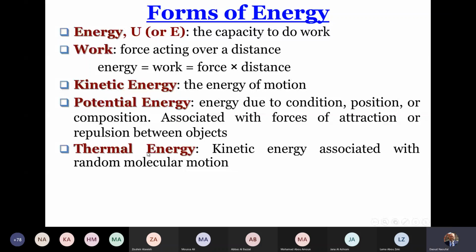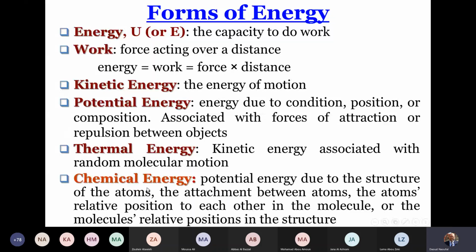In chemistry, we are interested in the calculation of the thermal energy, the energy or the heat released or absorbed during a chemical reaction. So the thermal energy is the kinetic energy associated with the random molecular motion. And the chemical energy is the potential energy due to the structures of the atoms, the attachment between atoms, the atoms' positions to each other in the molecule.